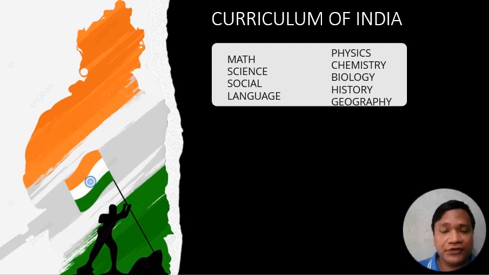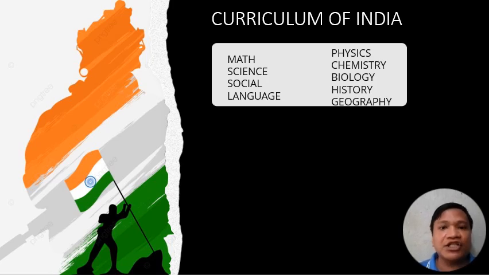So let's discuss first the Indian curriculum. The Indian curriculum refers to the education system that is followed in the schools and colleges across India. Actually, the Indian curriculum is a comprehensive and structured curriculum that aims to provide a well-rounded education to students in different subjects. Parang sa atin lang din. The main objective of our curriculum is to develop the students holistically.